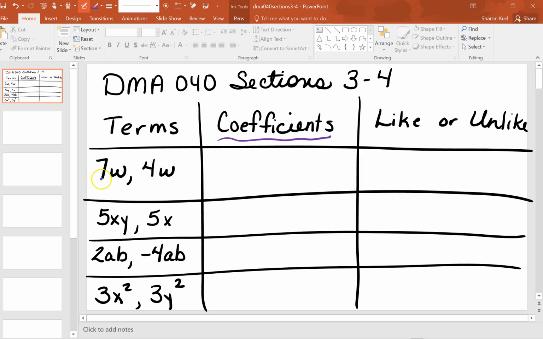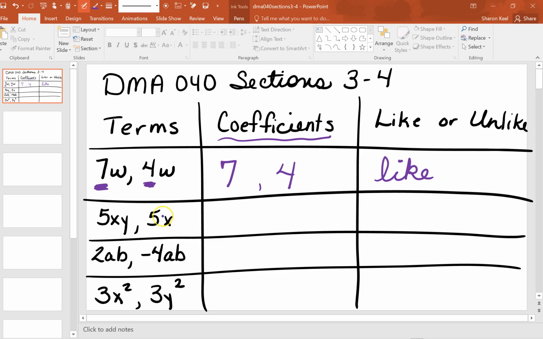If I ask what is the coefficient of the first term, the coefficient is the numeral beside the variable. So the first coefficient is 7. The second coefficient for this one is the number 4. The variable for both of these is the letter W, just a single W. So if we're asked if they're like or unlike, we would say they are like because the variables are identical.